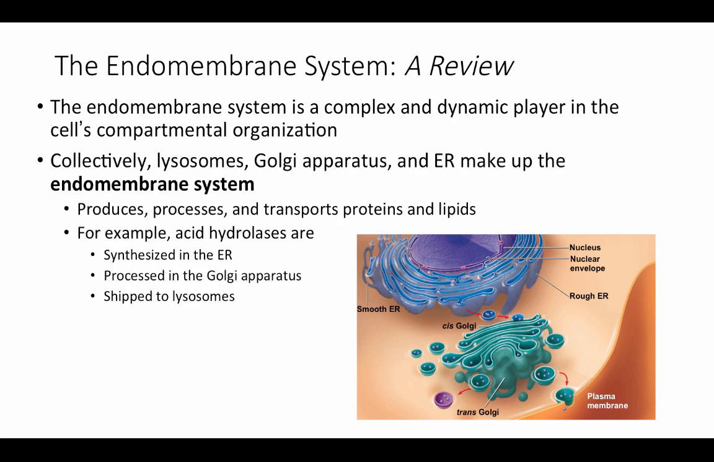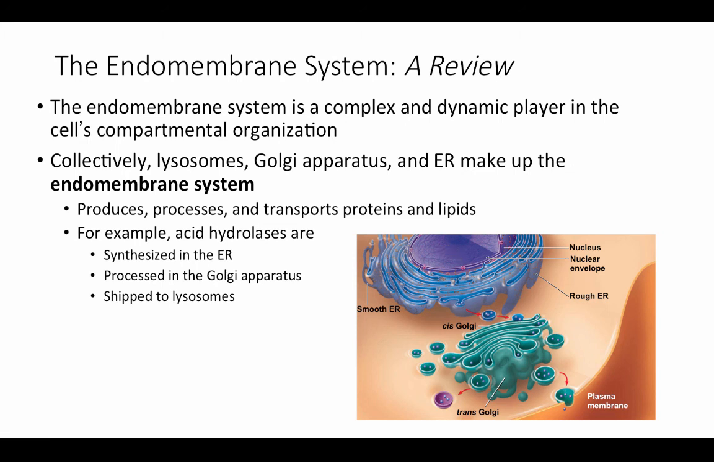So collectively, lysosomes, Golgi apparatus, and ER are going to be important components of the endomembrane system to produce, process, and transport proteins and lipids. And as an example, if we think of the acid hydrolases that are used in lysosomes, we can say that their instructions are stored in the nucleus.